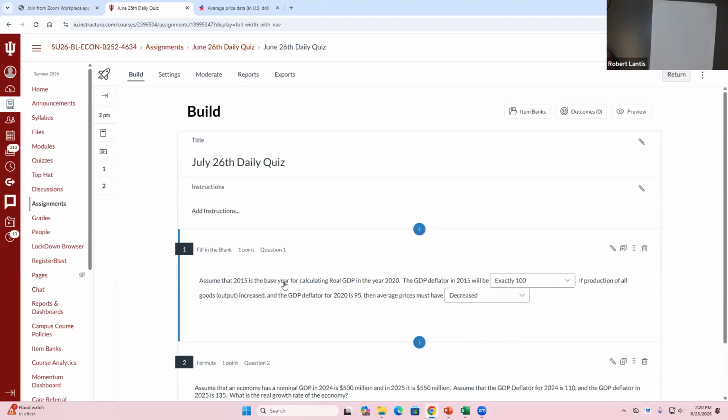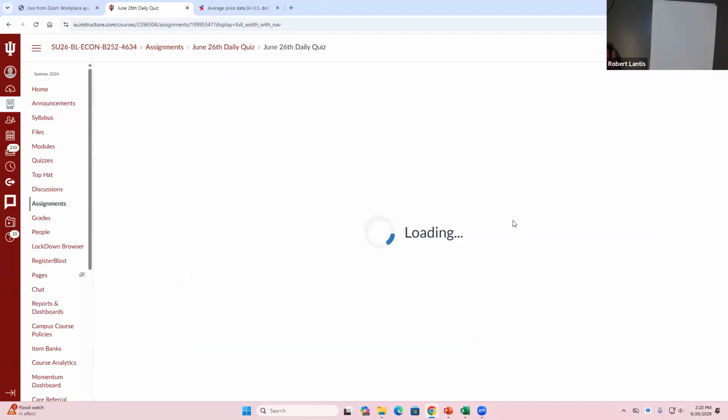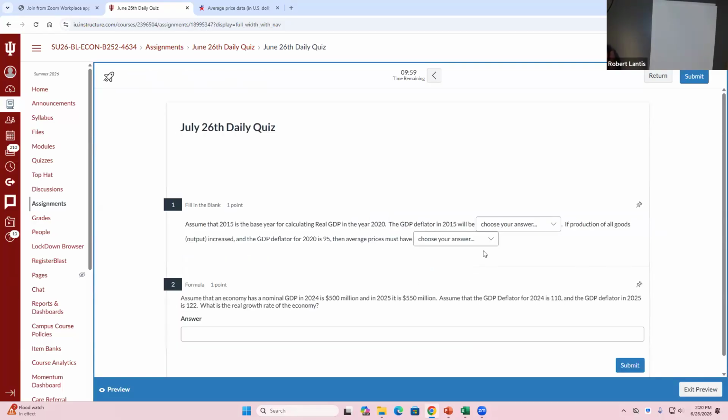So if I'm looking at the base year, 2015 is my base year, and 2020 is the year I'm looking at after that. My GDP deflator of the base year will always be, and here I've got the answers, but we want to make sure we can work through this, would always be 100, right? In that base year, my current prices are the same as my base year prices, so nominal and real GDP will be exactly the same.